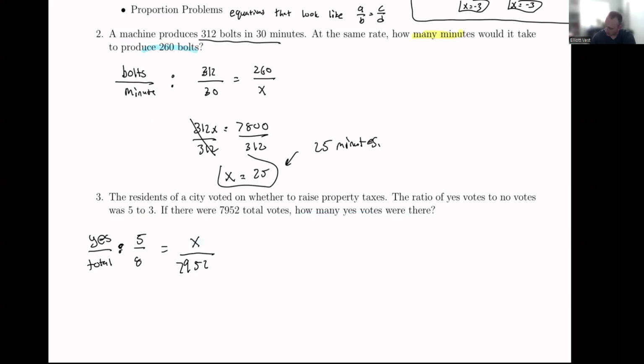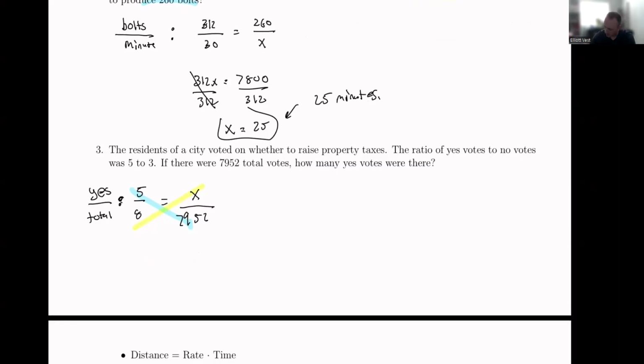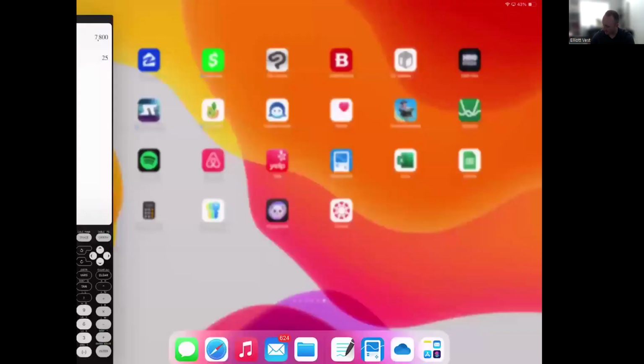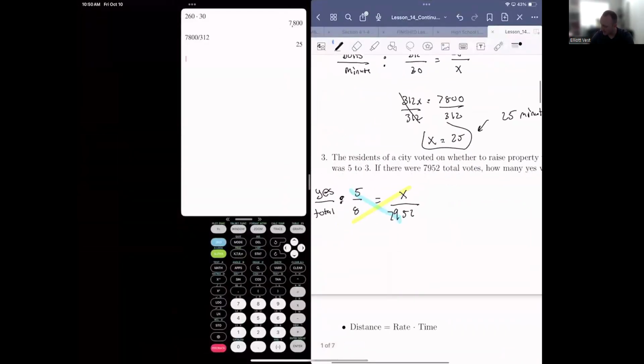So again, we cross multiply, makes life a little easier for us. Again, we're going to start using calculators here, right? Because I don't know what 5 times 7,952 is. That's 39,760, which is equal to 8x. And then we can divide by 8 to get X is equal to 4,970.